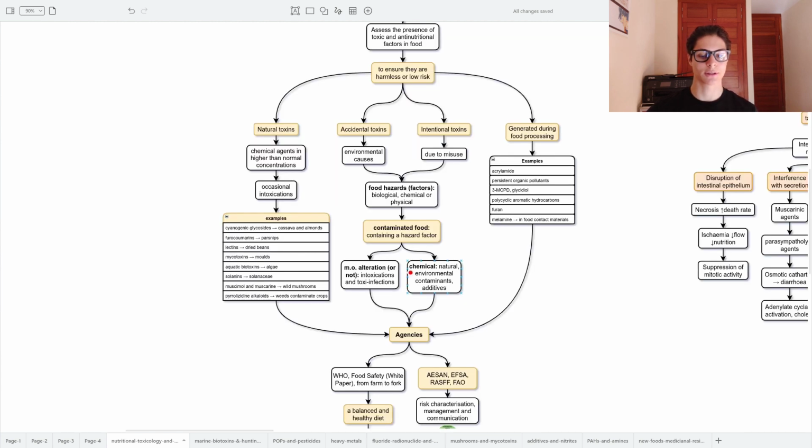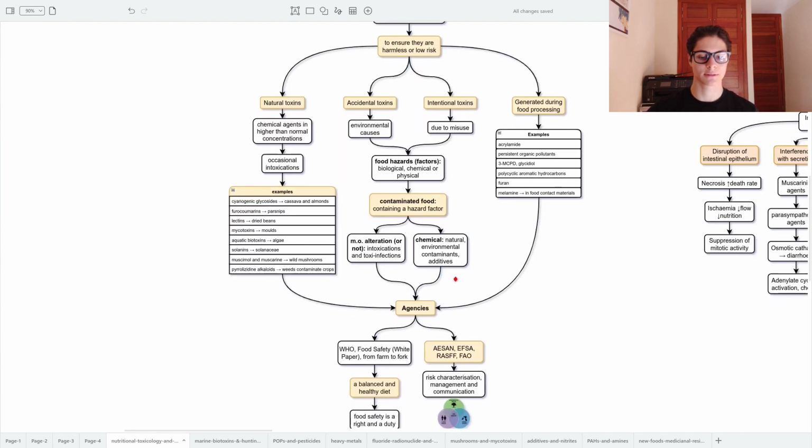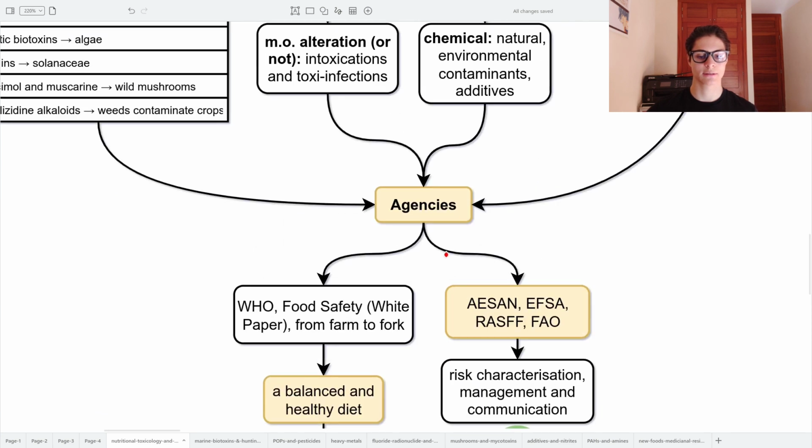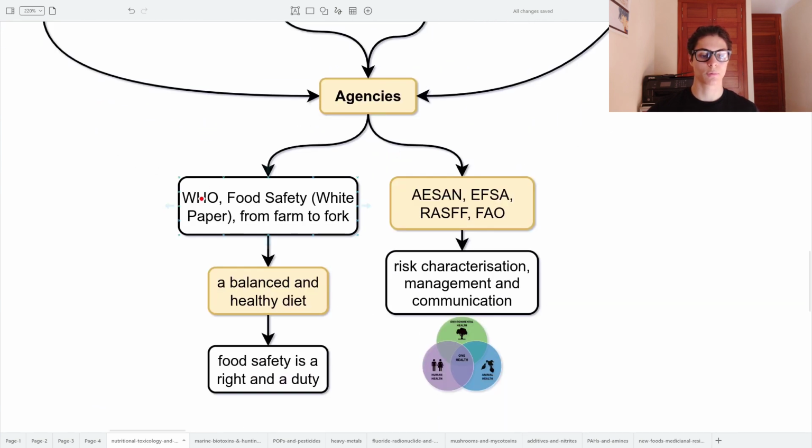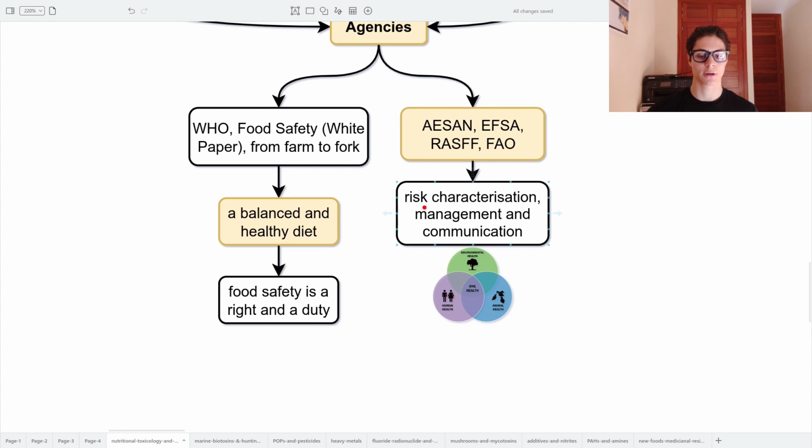So in order to ensure that the food we eat is harmless, there are some agencies that take that responsibility. For example, the World Health Organization, which has the food safety policy, the white paper, and the From Farm to Fork policy. This is to ensure safety in all areas of food processing. We also have the AESAN and the EFSA with the control system RASFF to ensure food safety, together with FAO as well. And they do risk characterization, management, and communication.